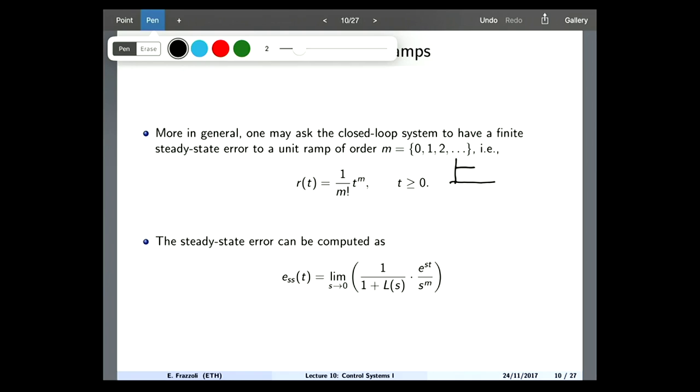So this is the order 0, right? R and T. This will be order 1, and this is R of T equal to, say, 1. This is R of T equal to T. The order 2 will be something like that, a parabola where R of T is 1/2 T squared.